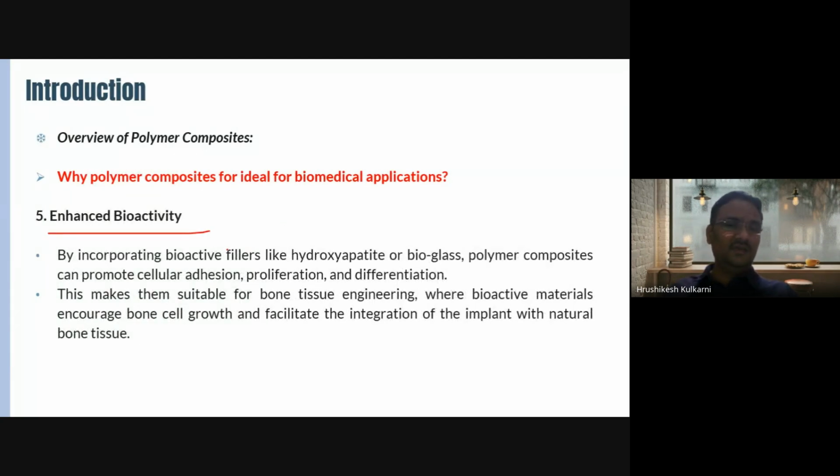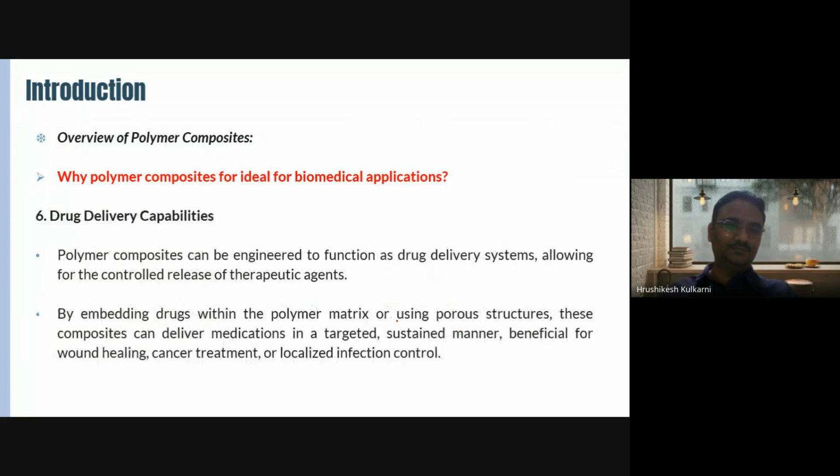Enhanced bioactivity, as I said, some of the materials like hydroxyapatite or bioglass, in polymer composites, they promote cell adhesion, proliferation, and differentiation. Even in bone tissue engineering, these materials are very helpful, which encourages bone cell growth as well as integration with the implants.